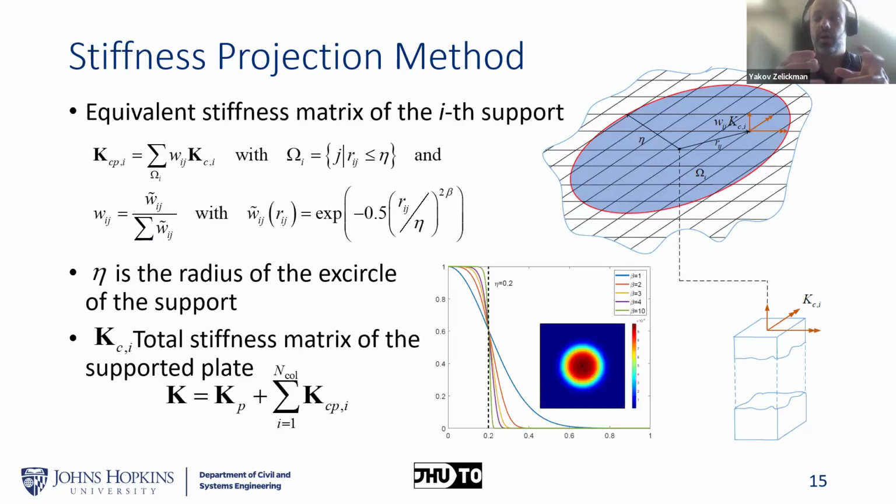Of course, we still want to maintain the differentiability of the method, and therefore we use some kind of super Gaussian projection. Effectively it projects the stiffness on a small predefined area, but mathematically it projects on the entire domain, and hence preserves the differentiability of this projection. Then, once we have the projected stiffnesses, we assemble the global stiffness matrix in a standard fashion.